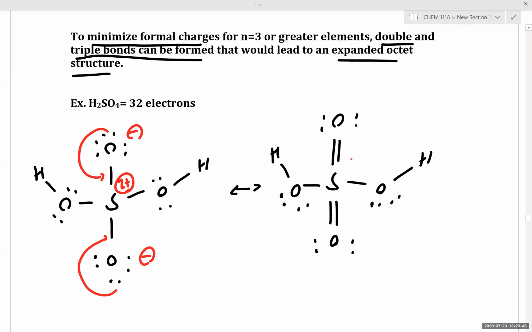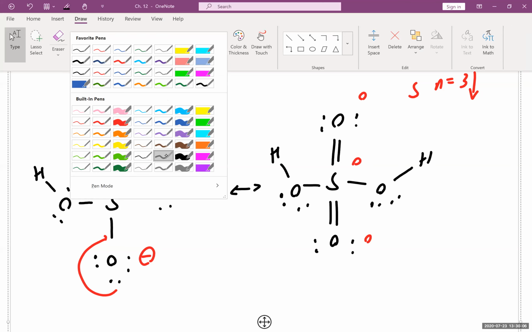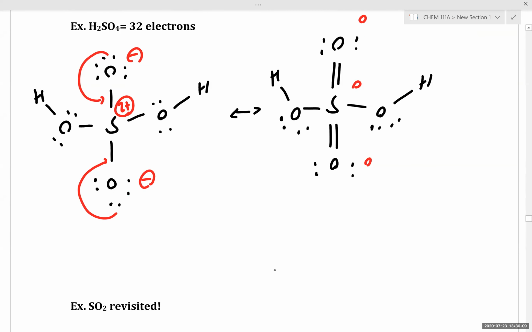Now, remember, you can only invoke the expanded octet because sulfur is in the third row and below. Expanded octets only apply in the third row and below. So for example, and this is a very important example because it highlights a mistake that students often begin to make, if we look, for example, at ozone, which is O3, it looks a little bit like this.